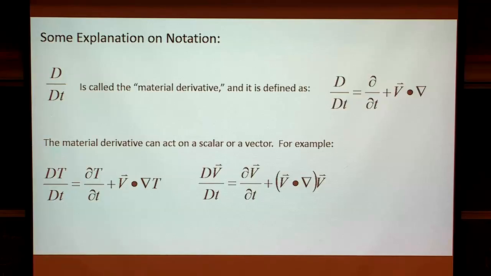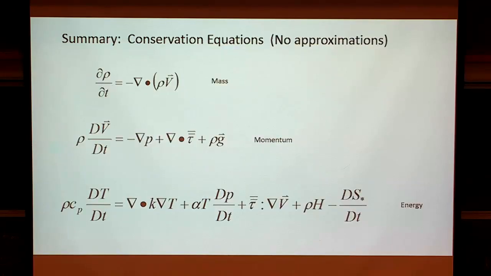Michael did a good job explaining this yesterday. Material derivative, so I don't really have to say much about it, except the material derivative can act on a scalar, which is how you normally see it. But it can also act on a vector, and we'll see that here. And I imagine it can work on tensors too, and I don't see any reason why not. Okay, so in summary, still no approximations. These are the conservation equations that we have.